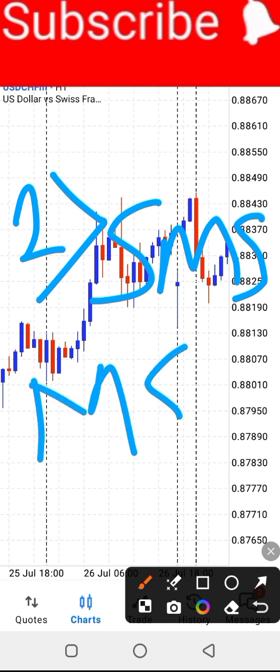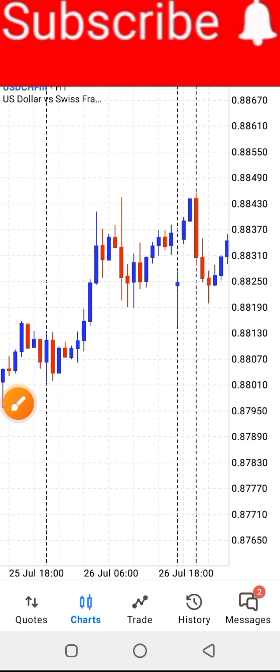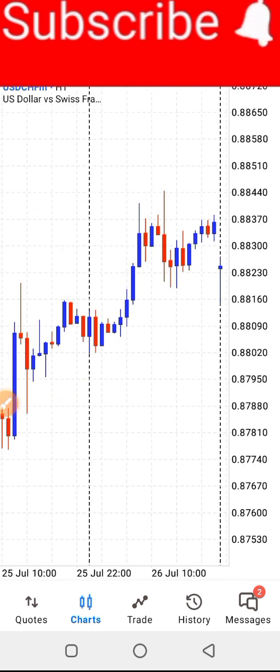If you check the old textbooks about market structure, what you're going to see is SMS. It was just rebranded to MSS, and a lot of us know it as market structure shift. Actually, in the old textbooks it is SMS, which is shift in market structure. So let's dive right into it.